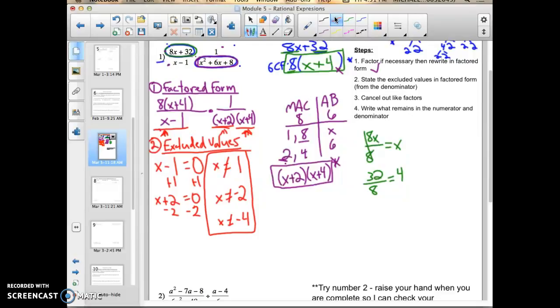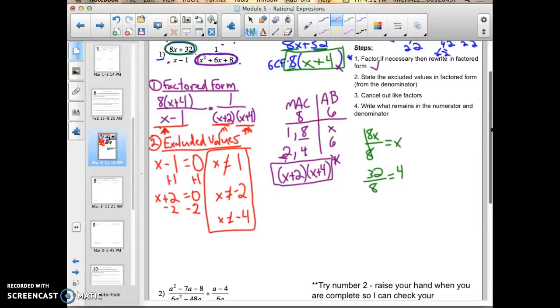Hopefully, again, for that step, you need to be able to identify how many factors exist in the denominator, and then think to yourself, what if I put a number into that factor, or that x in that factor, what would make that 0? And then I have to exclude that number from my rational expression, or the simplified form of it. So I'm done with step 2.